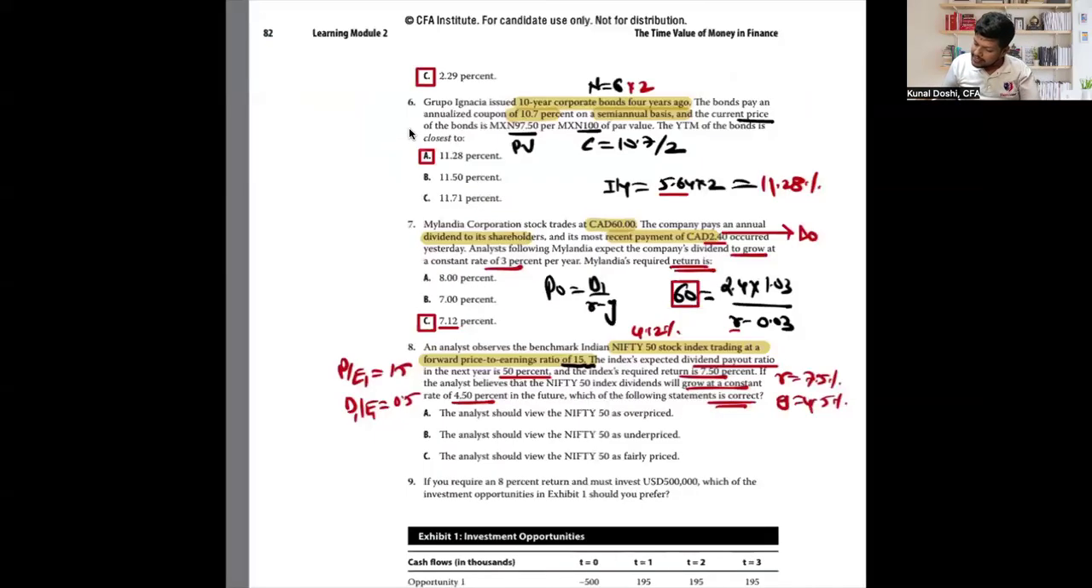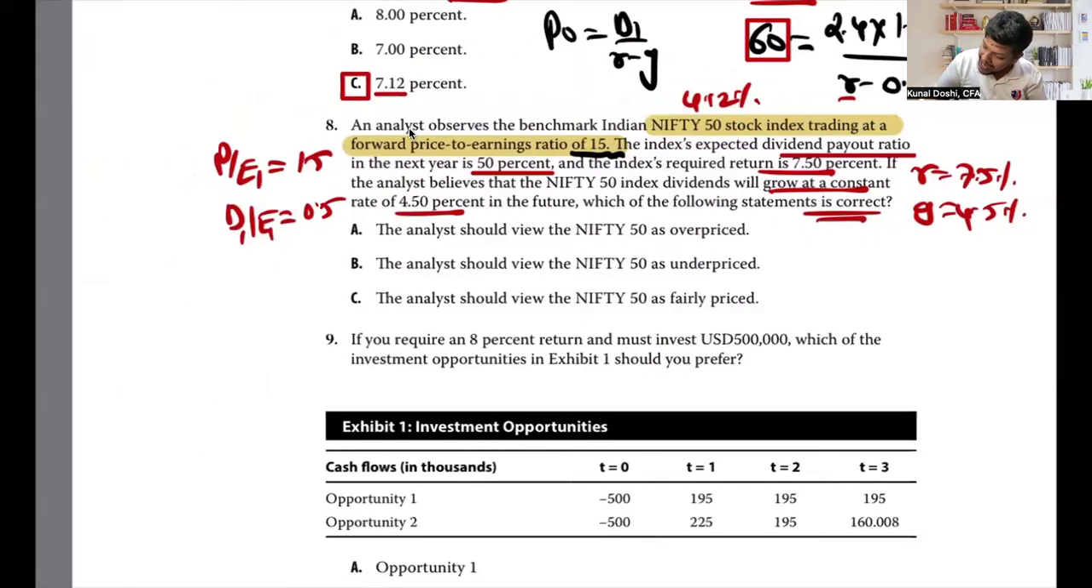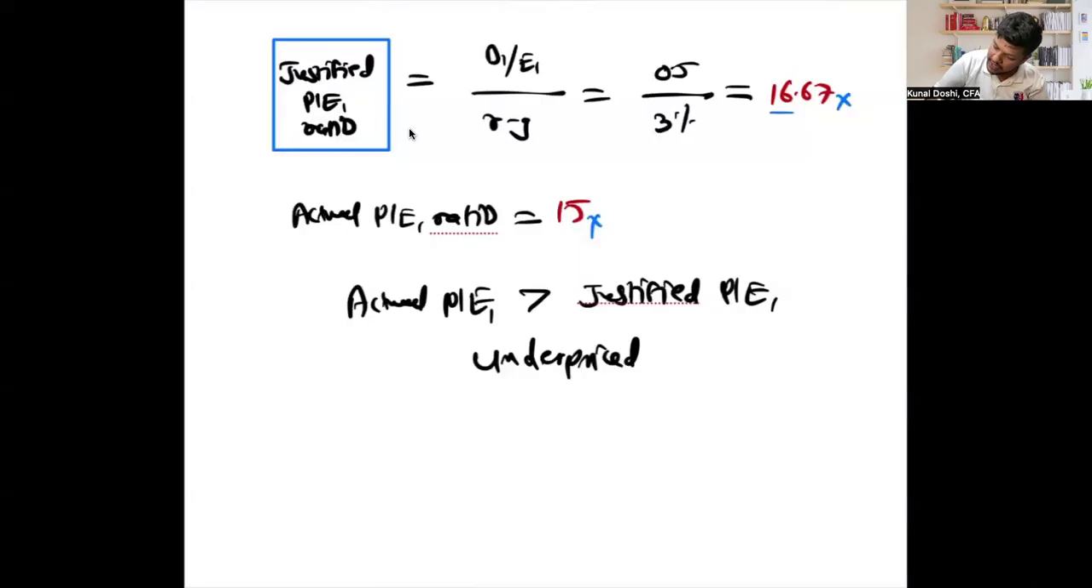Okay, so let's see the conclusion. The analyst should view Nifty 50 as overpriced? No, should view as underpriced. Yes. Fairly priced would be when both are the same, which is not the case. Clear? Right. This is with regards to question number 8.